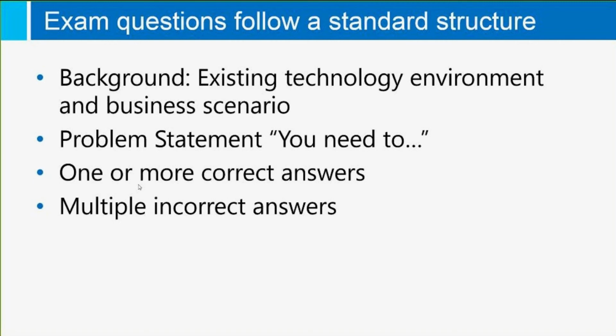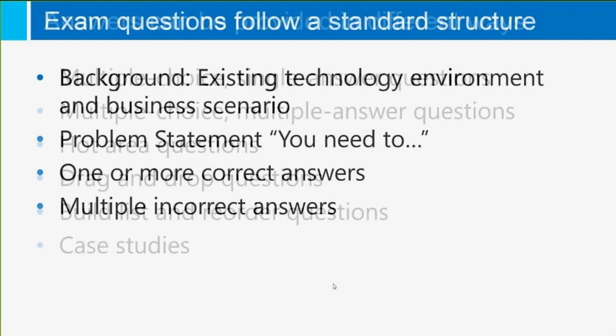And then they'll ask, what should you do? And you'll have one or more correct answers, and then you will have incorrect answers. There are no partially correct answers. There are no trick answers. So A is either right or wrong. B is either right or wrong.